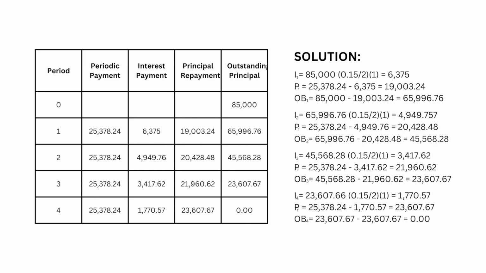1,770.57. Then, we will deduct the 1,770.57 from the 25,378.24 to get the fourth principal payment amounting to 23,607.67. Finally, we will deduct this last principal payment from the previous outstanding balance of 23,607.67 to get zero outstanding principal at the end.